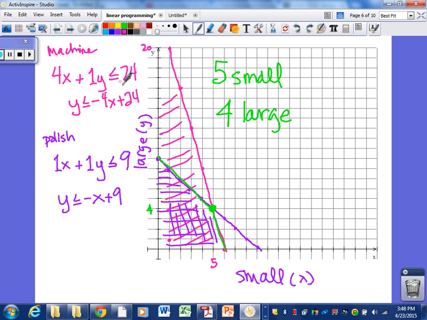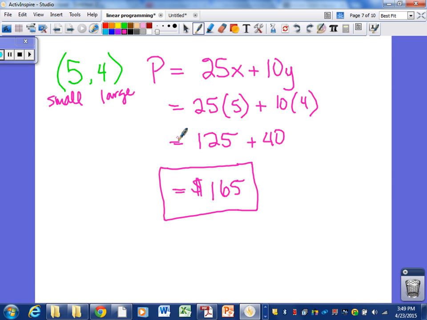Okay, you take those, you graph them, so you solve them both for y. You graph them, you see where they cross. That is your answer. Okay, if you happen to have 2 crosses like the last one did, then you have to try them both in your profit function to see which one would make more money. Okay, because that's what you want to maximize, meaning you want the most possible.